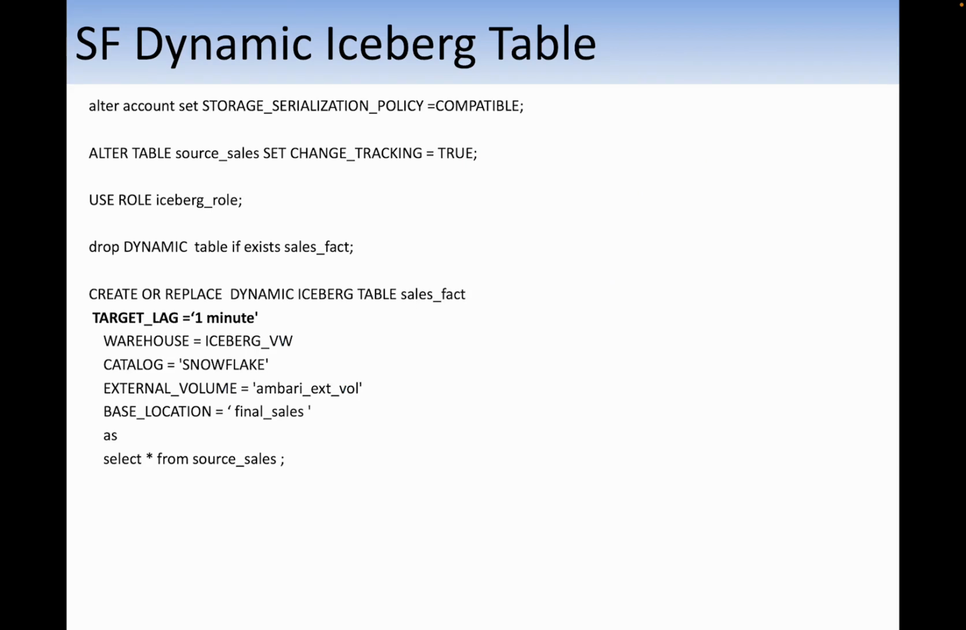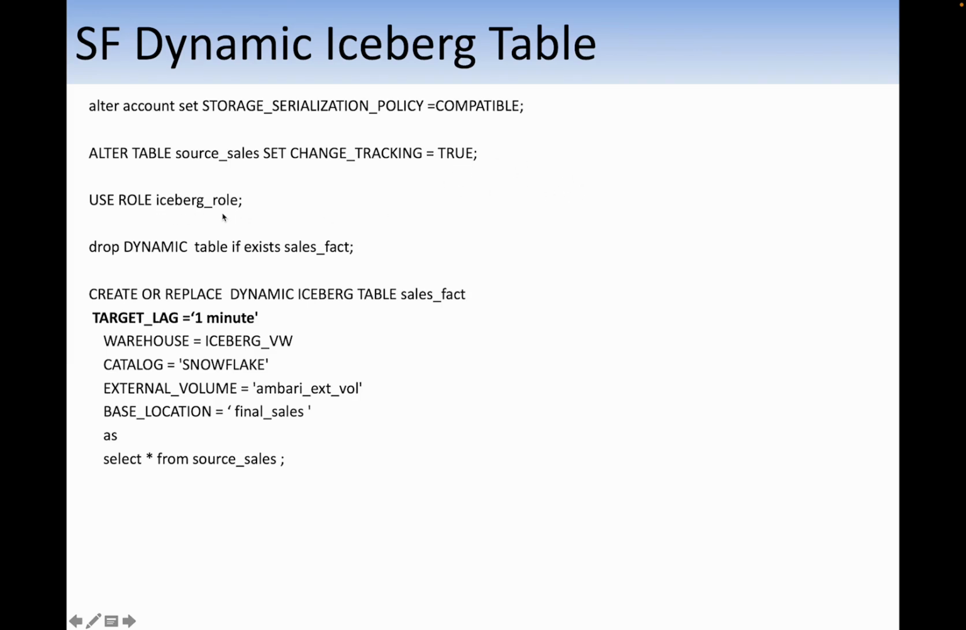Okay, so how do you create a dynamic table? So first thing is make sure that a storage serialization policy is compatible. You need to change it at the account level with admin, so that way the Parquet files can be read through other tools too. Then on your base table, where you want to create a summarization, for example, this is my source sales, which is a fact table, and then you need to change the tracking. We do the same thing if you want to do streaming, and then do a task on it.